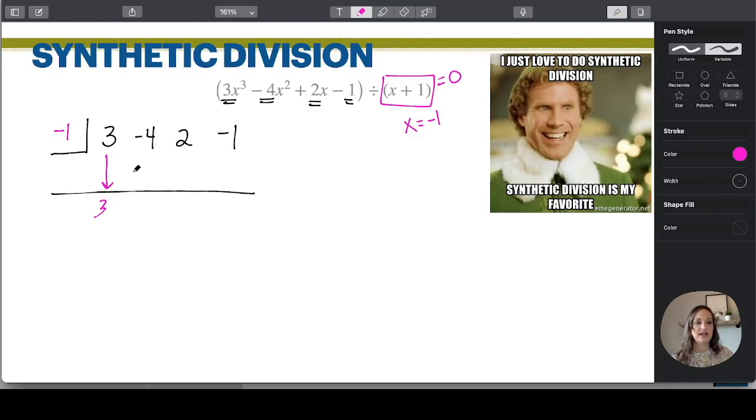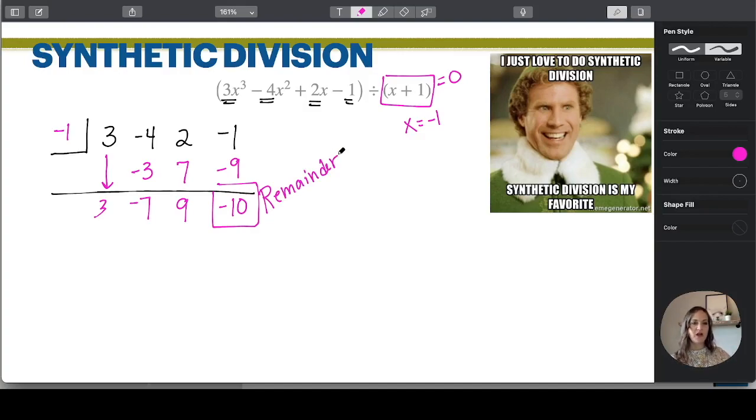-1 times 3 is -3. And now add. -4 and -3 give me -7. And multiply. -1 times -7 is a +7. And add. 7 plus 2 is 9. And multiply. -1 times 9 is a -9. And add. -1 and -9 give you a -10. This last number, put a box around it. That is your remainder.